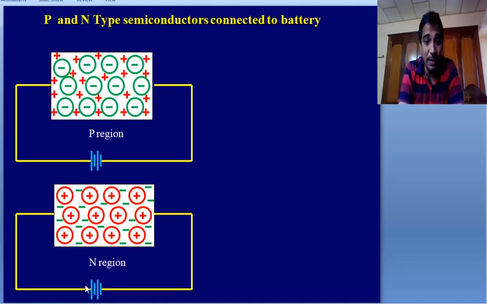In the N-type semiconductor, this positive force will attract the free electrons, and this negative force will repel these electrons. So plenty of electrons will enter here, and these electrons will go to the source again. In this way, P-type and N-type semiconductors make conduction. In the next class we discuss the P-N junction diode.